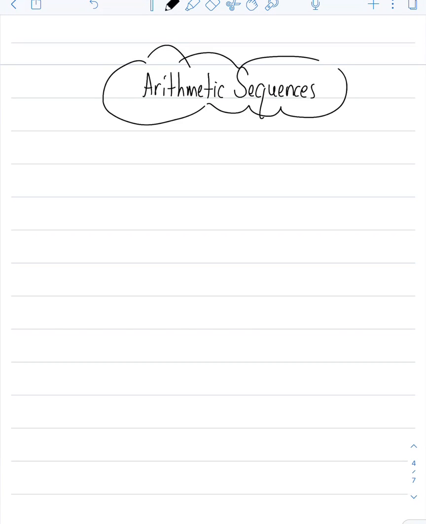Hey guys, today we're going to take a look at arithmetic sequences. And all an arithmetic sequence is, it's a sequence of numbers that has an adding or subtracting pattern. For example, 4, 10, 16, 22. That has an adding pattern. It goes up by 6 each time.